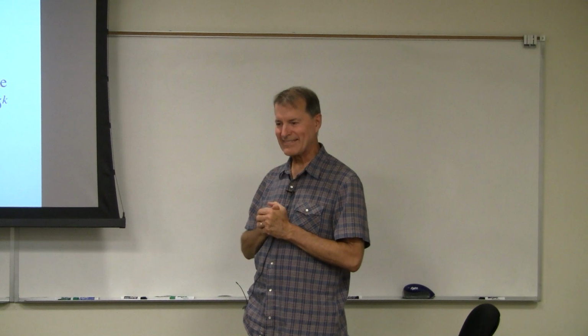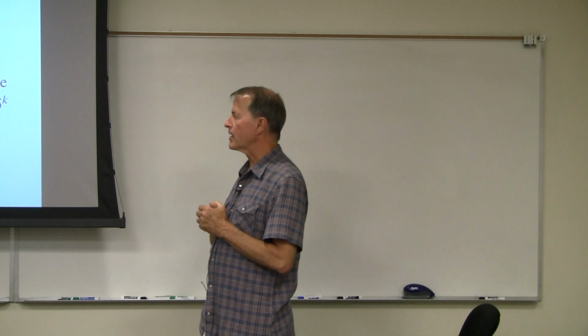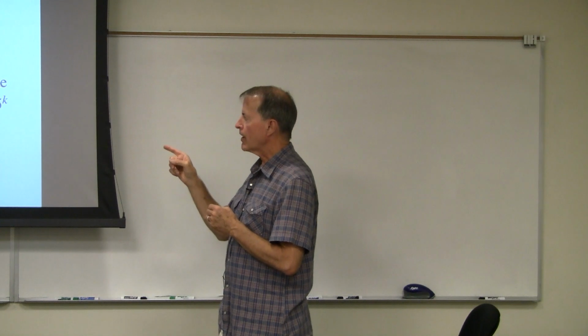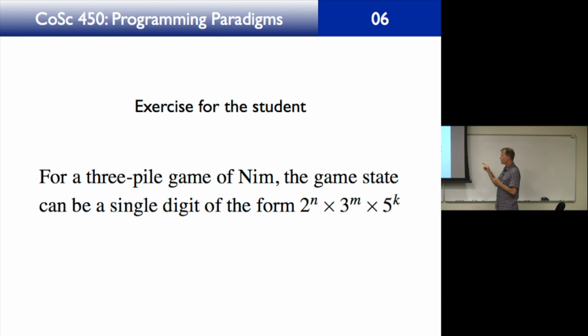If there's a number 2 to the n times 3 to the m times 5 to the k, what does that apply to? I get that n, m, and k are the stuff. Are they the number of items in each pile? Well, here's the thing. Actually, we should talk about that for a second. In order for this to work, what do you know about 2, 3, and 5? Why didn't we use 2 to the n times 3 to the m times 4 to the k?